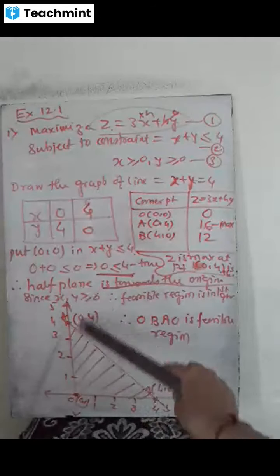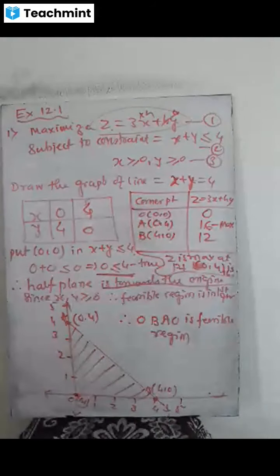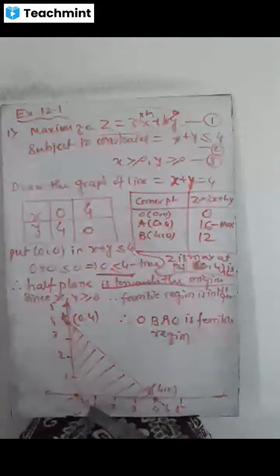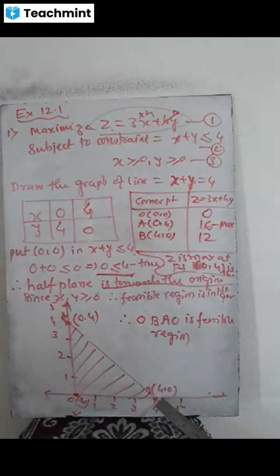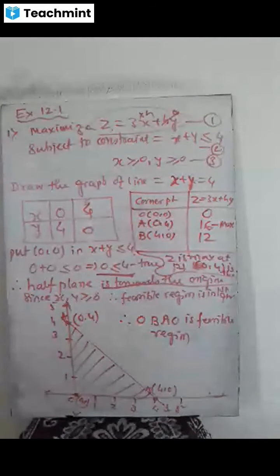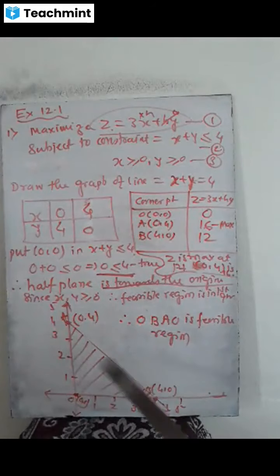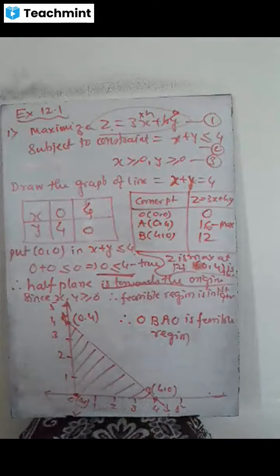Since x and y are greater than or equal to 0, this will lie in the first quadrant, and the feasible region will be in the first quadrant. Then we will plot the graph. Here the point (0, 4), here the point (4, 0). We will draw the straight line and shade the portion towards the origin. So OBAO is the feasible region.